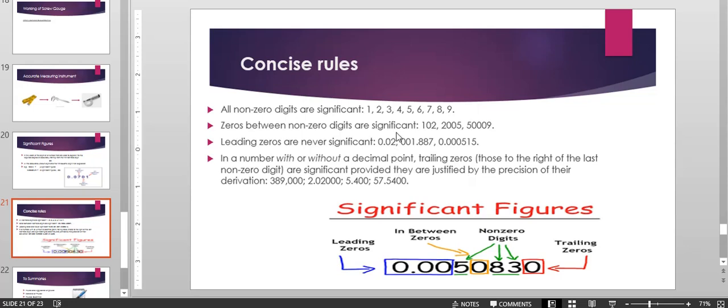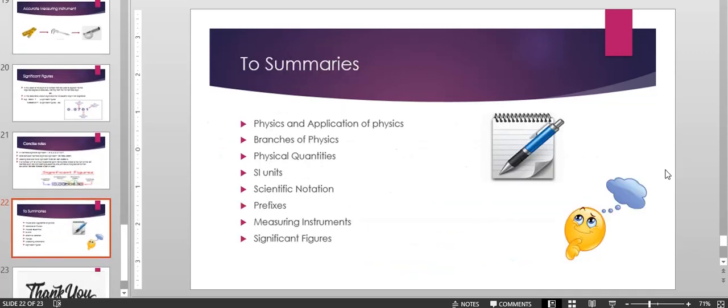So this was all in this chapter. Hope you've understood it well. Let's summarize it. We've discussed physics and applications of physics, branches of physics, or we can say fields of physics. Then we've discussed physical quantities, the SI units, scientific notation, prefixes, measuring instruments, and in the end, the significant figures. Now, you people will be able to do your worksheets.